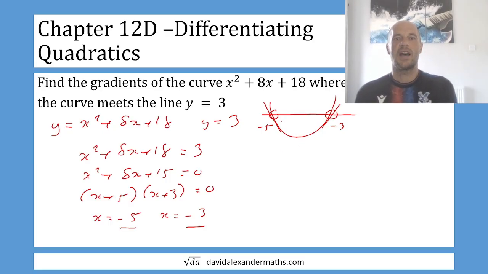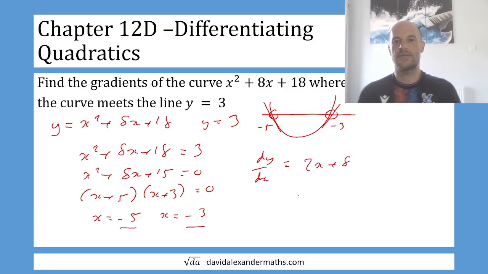So I want to find the gradient on the curve x squared plus 8x plus 18 when x is negative 5 and also when x is negative 3. So therefore, I need to find the derivative of x squared plus 8x plus 18. So that's going to be 2x plus 8.